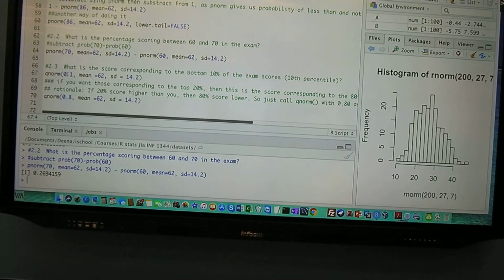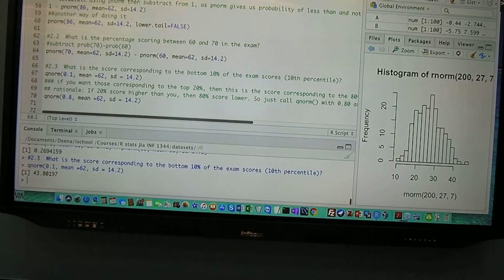Q norm 0.1, mean equals 62, standard deviation equal 14.2. If I run this one, this is a score of 43.8. So that means that 10% of the population would lie under 43.8 or below 43.8. Okay? This is the 10th percentile.